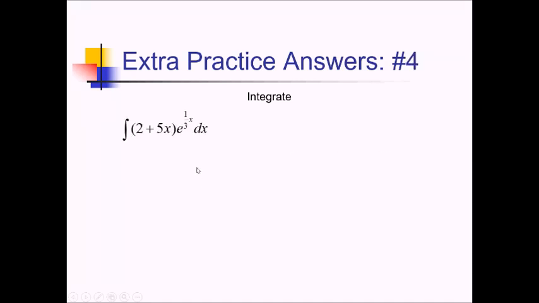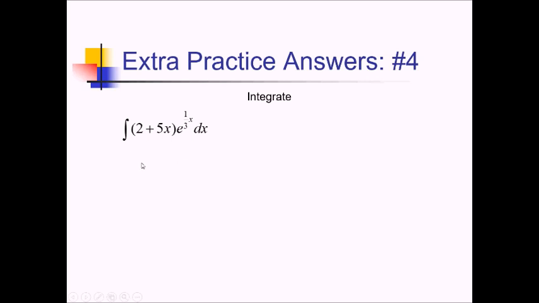For this problem, I have a product, and there isn't really much I can do in the way of simplifying that's going to make this easier to do. I mean, I could distribute this e to the 1/3 x, but then I still end up with a 5x e to the 1/3 x term, which I don't know what to do with. We can't really use substitution on this one either. So it's going to have to be integration by parts.